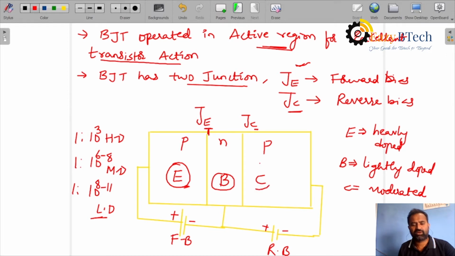Why the collector is moderately doped: during reverse bias, as the reverse bias voltage increases, the reverse saturation current will increase, due to which with a smaller reverse voltage, a larger reverse current can flow. That may damage the transistor. That is why we cannot make the collector heavily doped. That is why we make it moderately doped only. These are the cases. Now you can clearly study the forward bias.